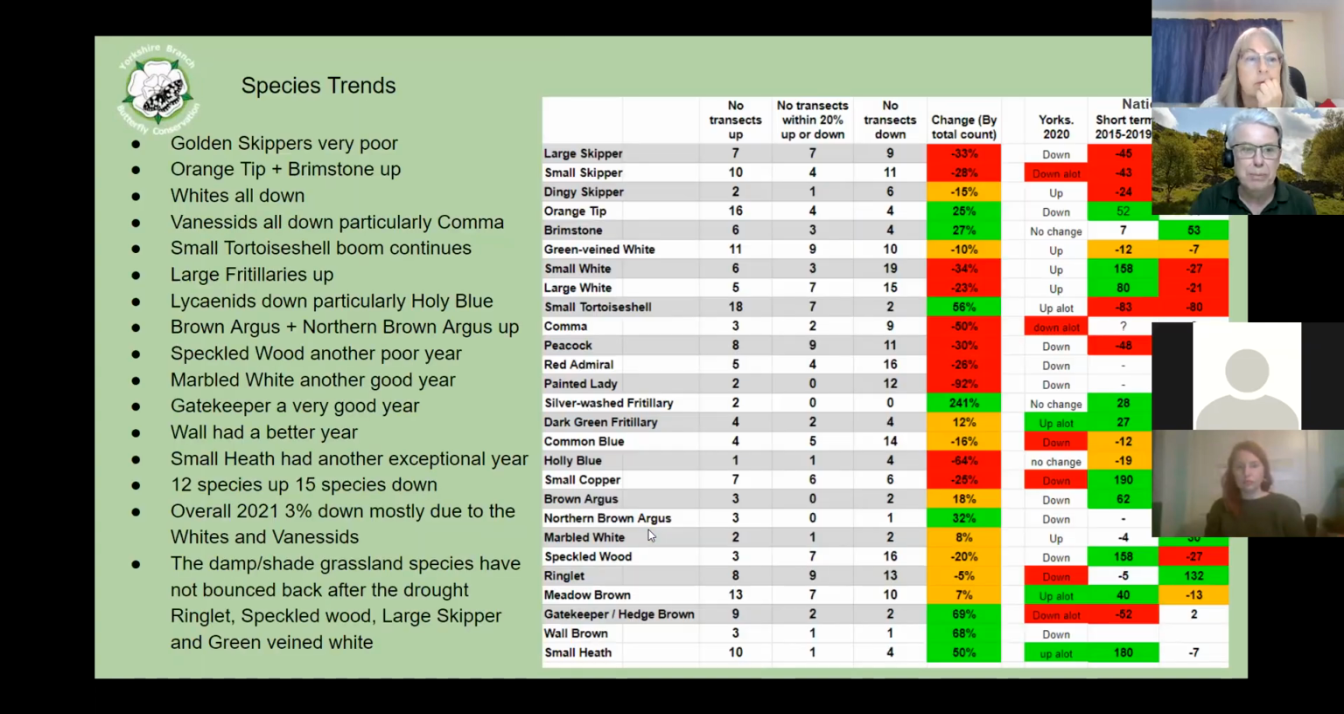The Speckled Wood had a very bad year. As you can see, 16 of the transects were down, only 3 of them were up, so it's a very clear-cut picture with the Speckled Wood. And similarly with the ringlet, again, 13 down, 8 up, 9 in the middle, most definitely down. And ringlet obviously, because it's a very common species, contributes a huge amount to the overall figures.